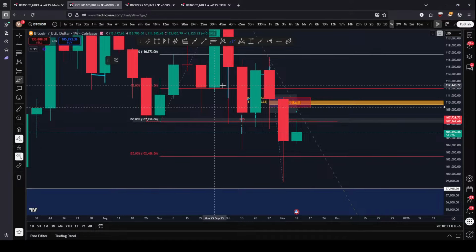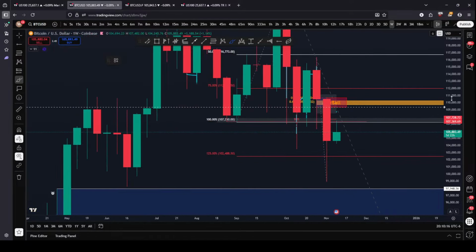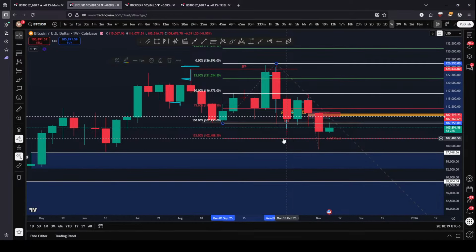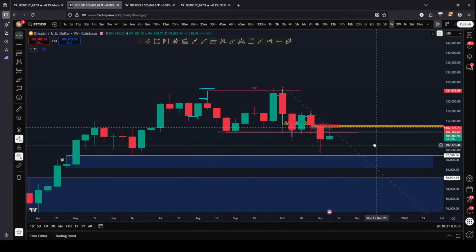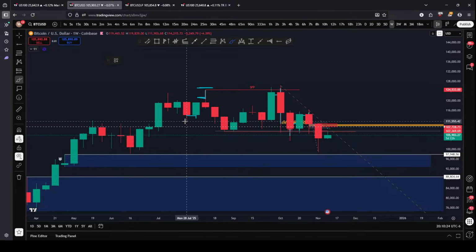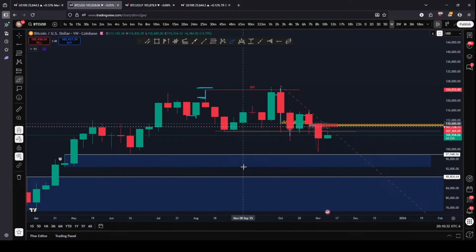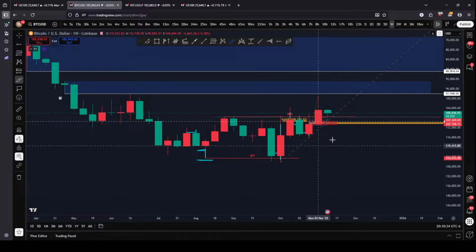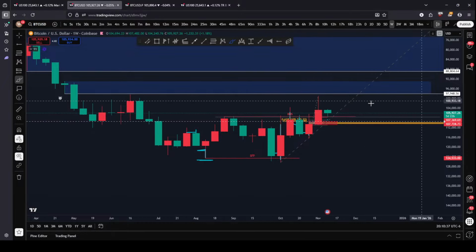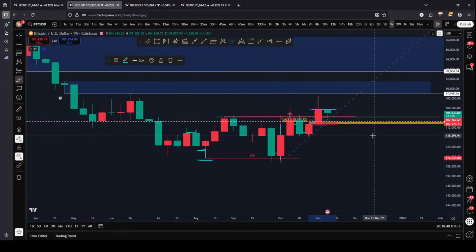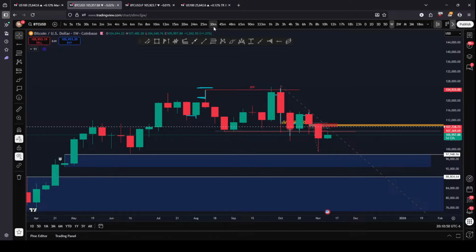All right, so yesterday we were talking about this, right? So what do you have here on the weekly? Let's get rid of this. On the weekly, you have range, initiation, mitigation, continuation. If we flip this upside down, it might make a little more sense. So you break structure on the weekly, you come back, you retest what would be the highs, it's the lows here, and you get a bit of a rejection.